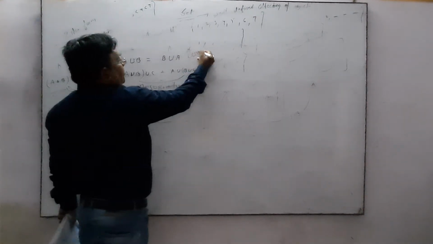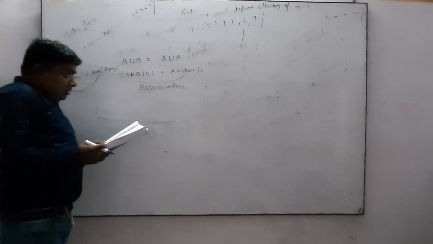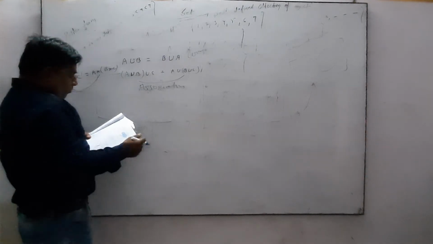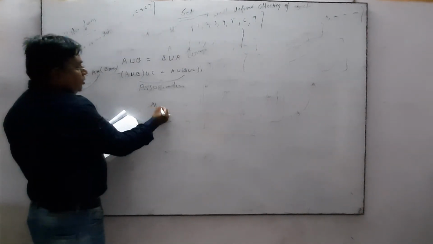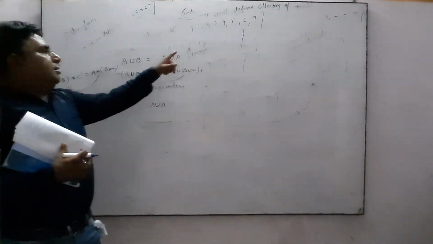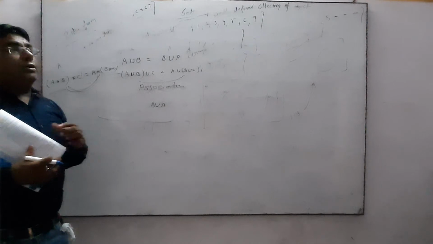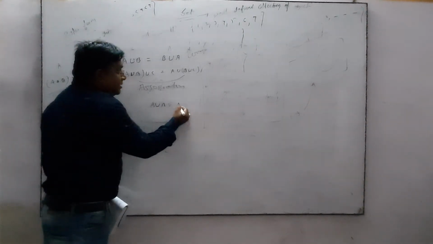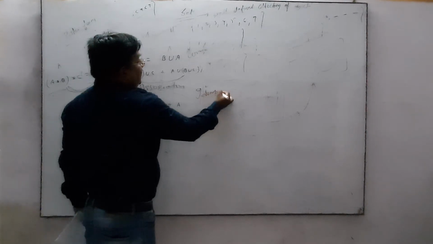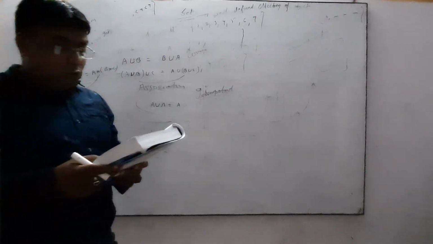This is commutative, right? Now another, what is the idempotent law? Idempotent law means set A union set A. If you take A union A, for example A is 1, 2, 3, 4 and again A is 1, 2, 3, 4, what is the union A union A? That is equal to A. This is the idempotent law. That means A union A equals A.